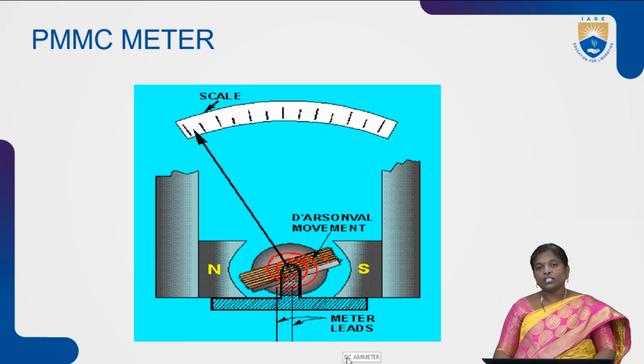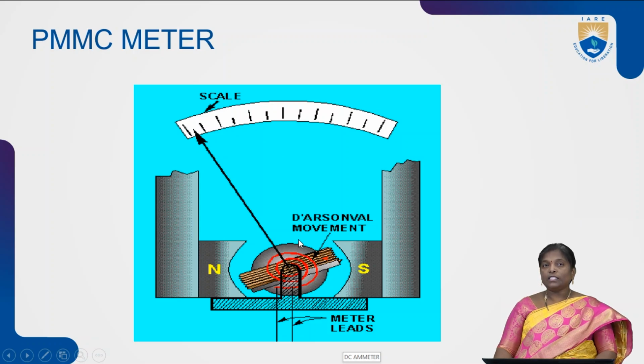If you observe this construction, as the current passing through the coil increases, there is a movement in the coil. Based upon the number of turns present in the coil, it produces some torque, and due to this there is some movement in the coil. Whenever the coil moves, it will rotate. Along with this coil, the pointer placed on the coil will also rotate, which is displayed on the scale. With that scale reading, we can measure the amount of current passing through the coil, and this is called a permanent magnet moving coil meter.